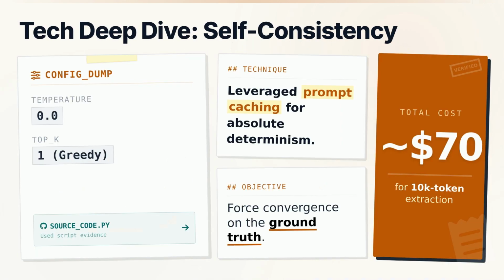Let's get technical for a moment. This technique is a variation of self-consistency. By setting the temperature to 0 and top-K to 1, you're forcing the model into its most deterministic, greedy sampling mode. This minimizes creativity. Then, by using prompt caching, you increase the chances of hitting the same KV cache, further ensuring consistency. The goal isn't to get diverse answers, but to make all instances converge on the single, most probable sequence, the ground truth that's been baked into its weights. For about $70 in API credits, Weiss essentially coaxed the model into reciting its own training manual.